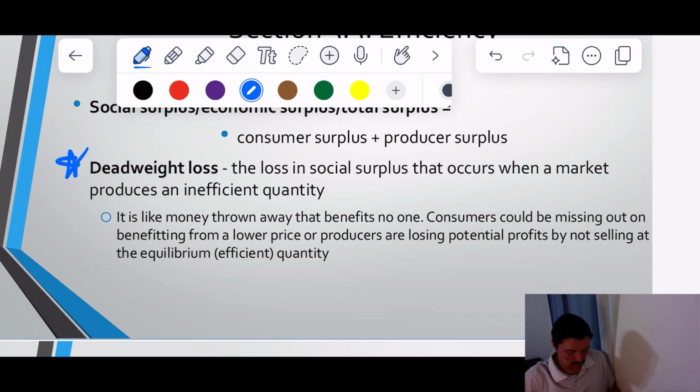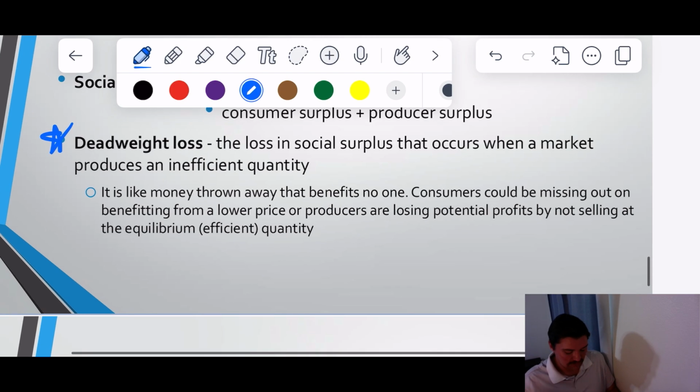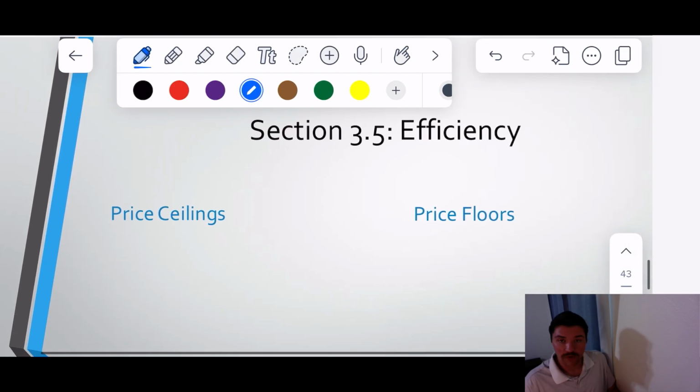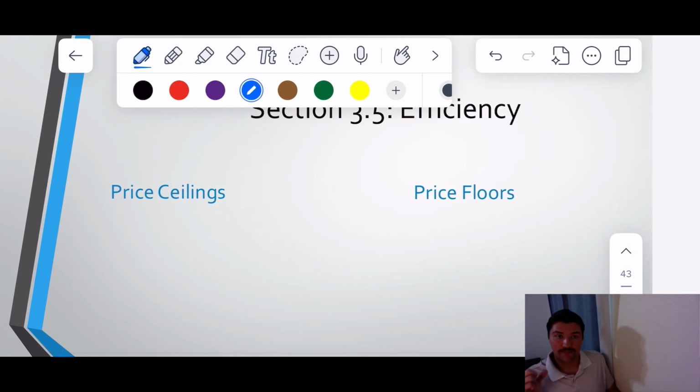Okay, consumers are missing out on benefiting from a lower price. Producers are losing potential profits by not selling at the equilibrium. So this money goes to nobody. It is just lost value. So deadweight loss is something that does happen whenever we have price controls. Okay. So whenever we looked at shortages and surpluses and we're not at the equilibrium, we're causing inefficiencies.